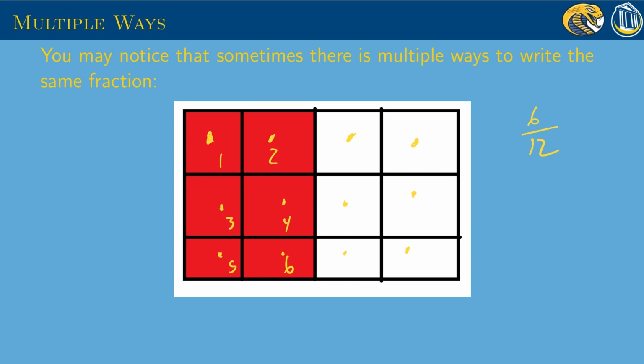However, if we look at this as columns, 1, 2, 3, 4 columns, we can see that 2 out of 4 columns are red, or indeed 1/2 of the entire rectangle is red. These expressions are all equivalent because they all describe the same quantity.